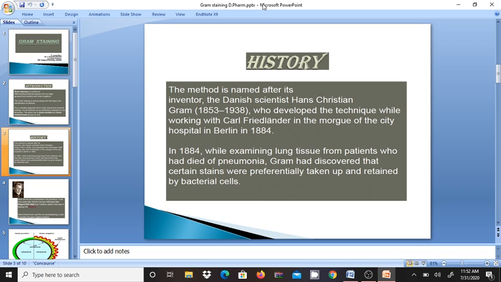So if we see the history, the method is named after its inventor, Danish scientist Hans Christian Gram, 1853 to 1938, who developed the technique while working with Karl Friedlander in the morgue of City Hospital in Berlin in 1884. While examining lung tissue from patients who had died of pneumonia, Gram discovered that certain stains were preferentially taken up and retained by bacterial cells.